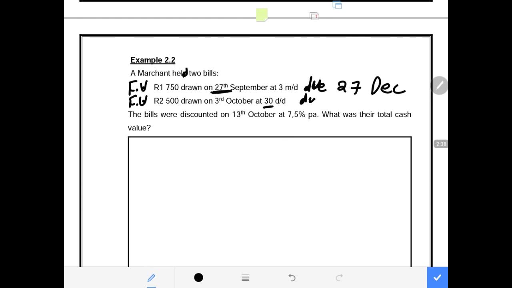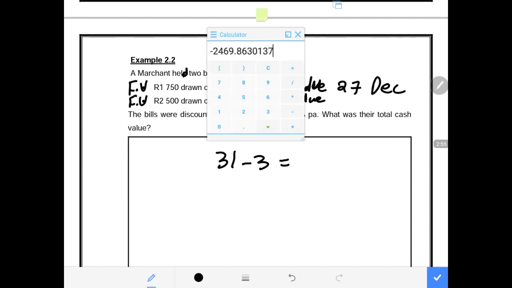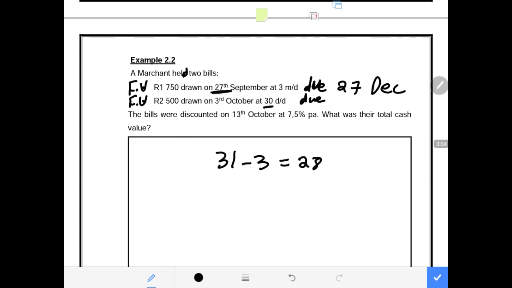Then let us look at the due date of this bill. It was drawn on the 3rd of October. October is 31 days, so we need to say 31 minus 3, we're calculating the due date. 31 minus 3 gives us 28. That means the unexpired days in the month of October is 28. So we only need 2 days in order for us to make it 30 days.